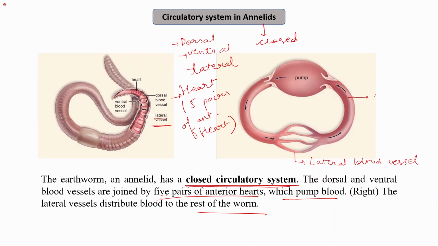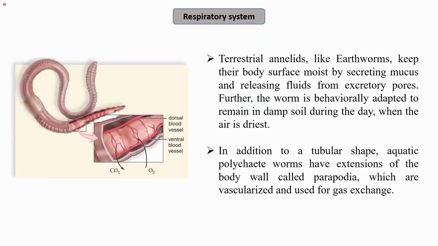Right? The next is the respiratory system. So in the respiratory system, there is a little bit of difference between terrestrial annelids like earthworms and the other annelids that are present in the aquatic region. So the gaseous exchange takes place through different means.